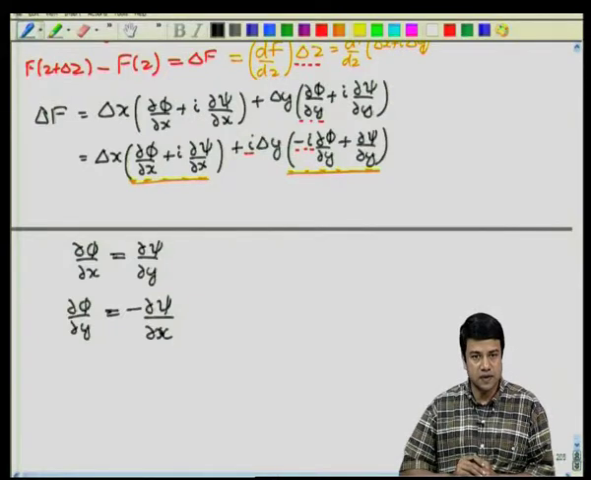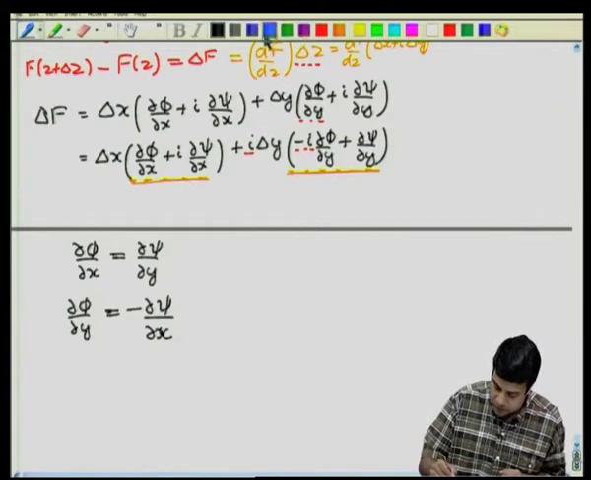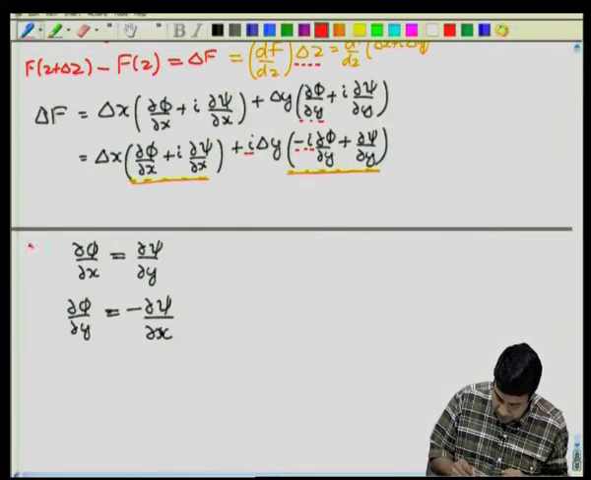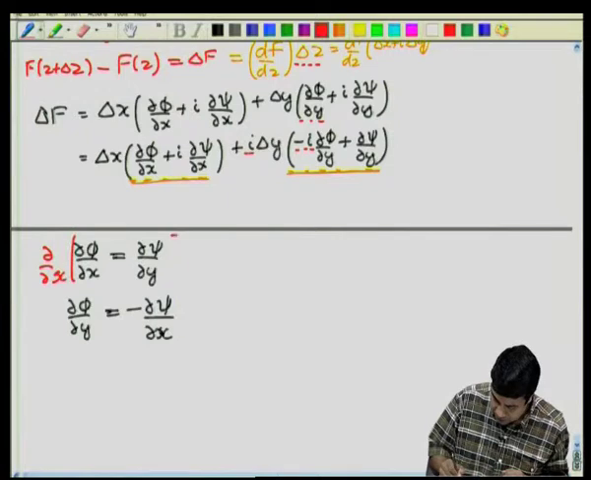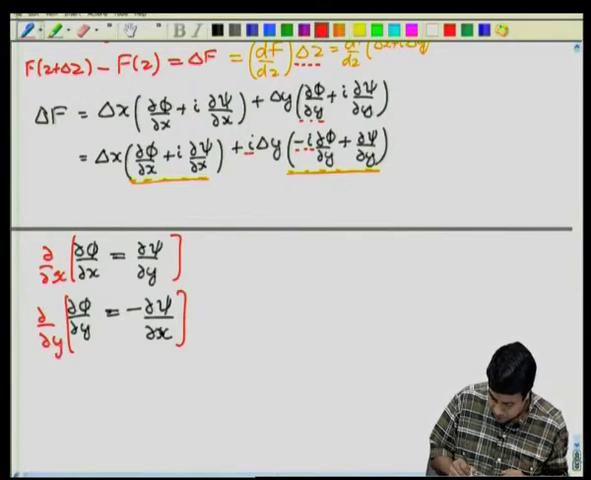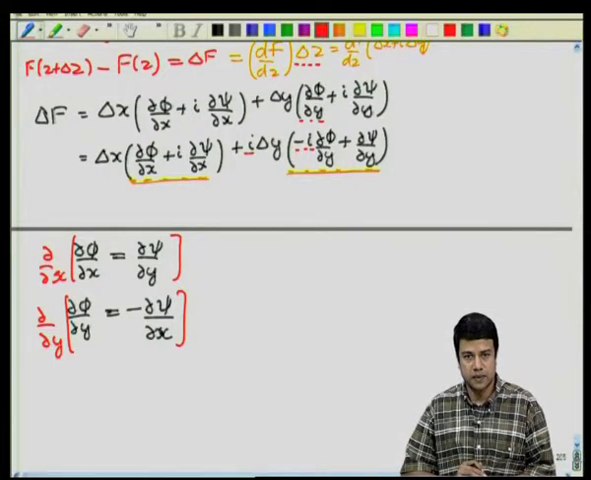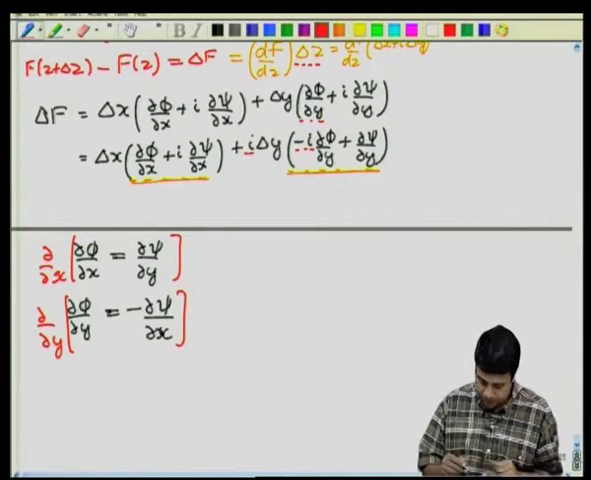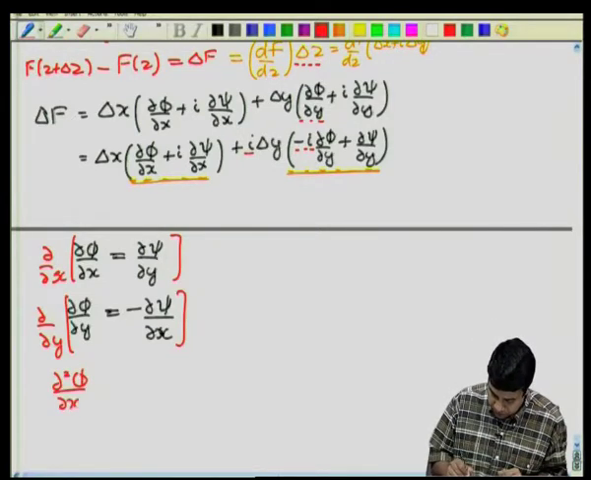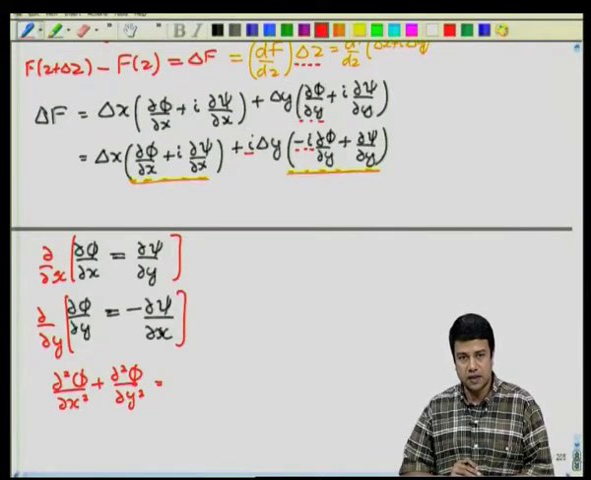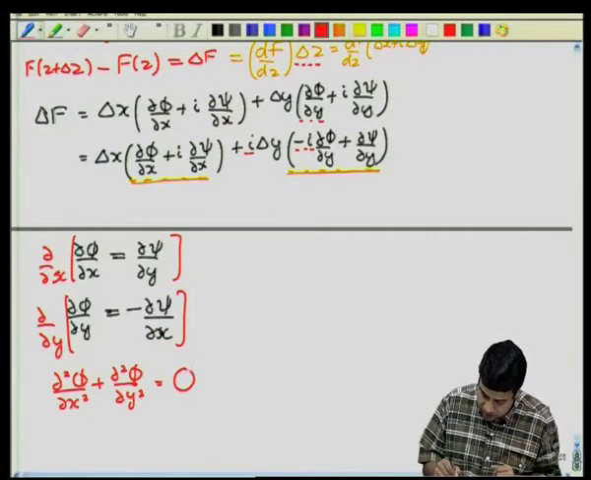The easy way to see it, for example, you can do two things here. The first thing you do is to take the first function, take partial by partial x of this whole thing, and you take partial by partial y of the second function and add both of them up. So, on the left hand side you have partial square phi by partial x square plus partial square phi by partial y square. On the right hand side I have the second derivative partial square psi by partial x partial y minus partial square psi by partial x partial y. This is identically equal to 0.